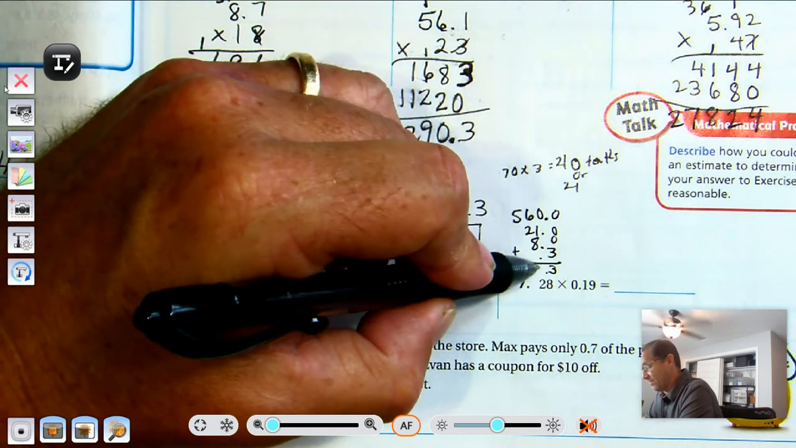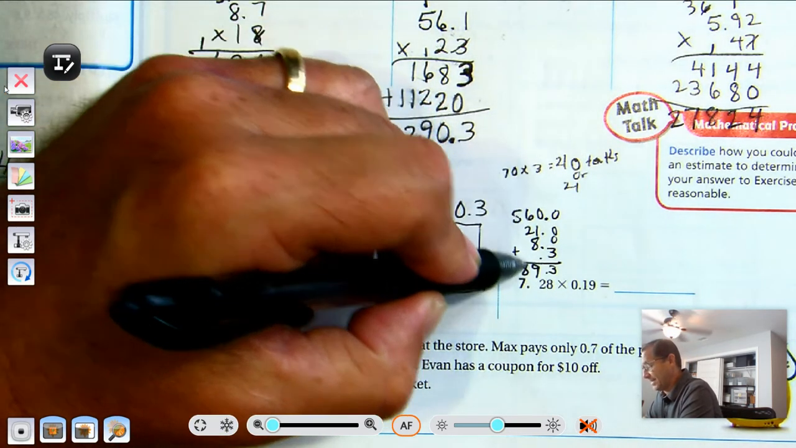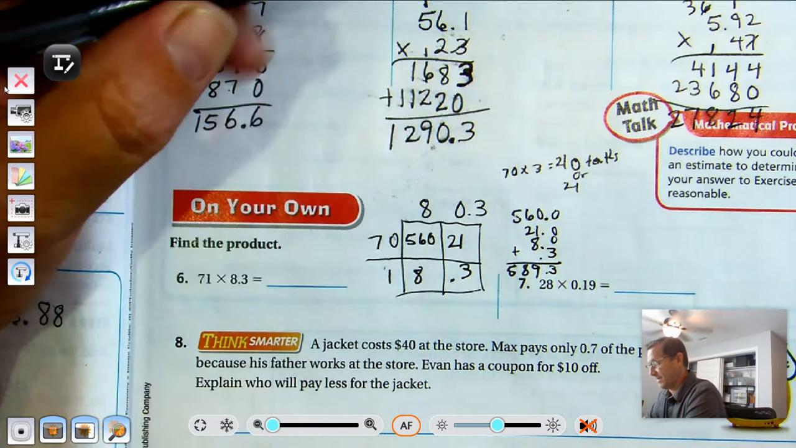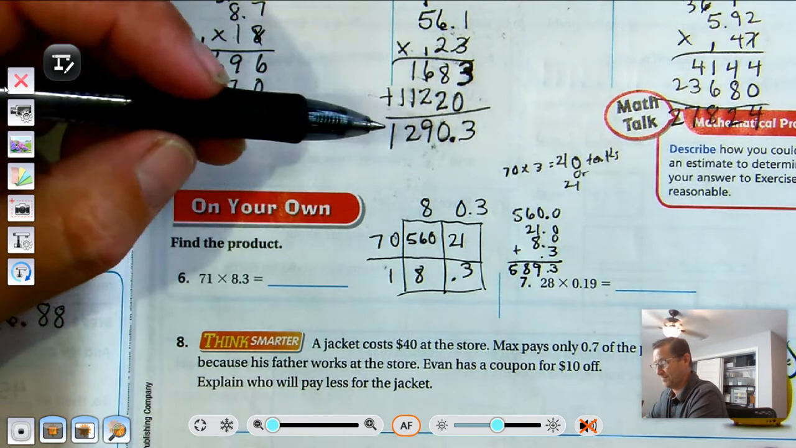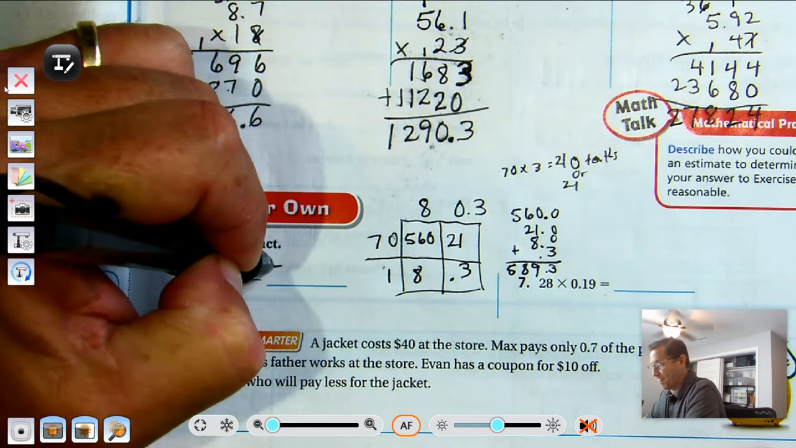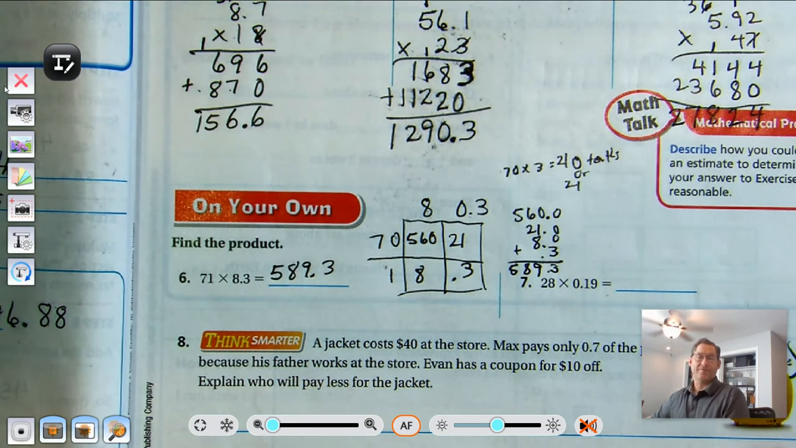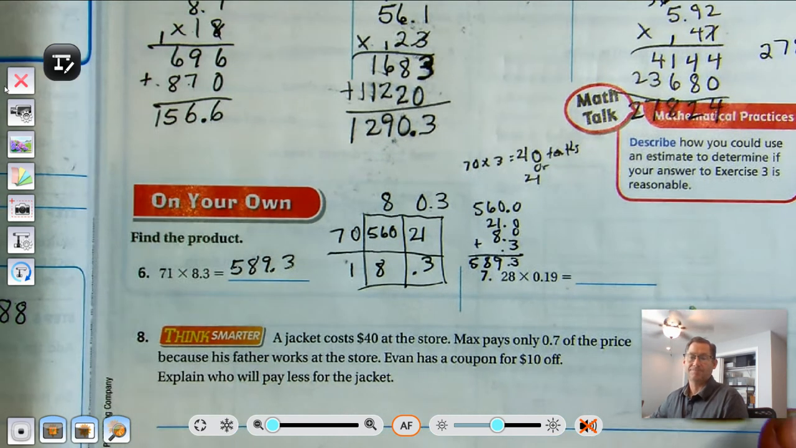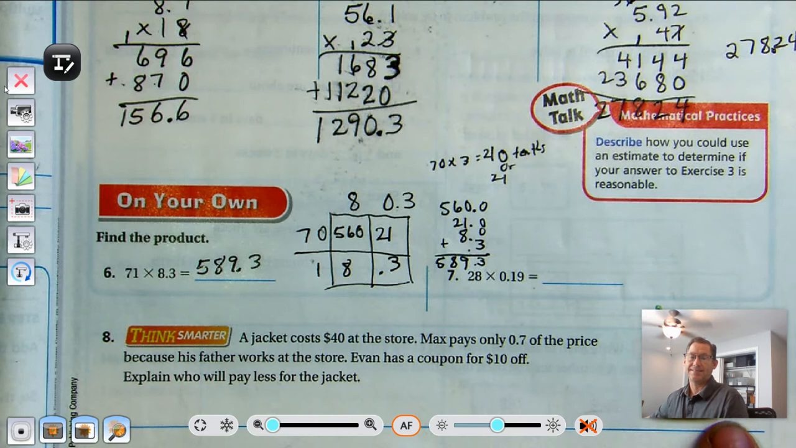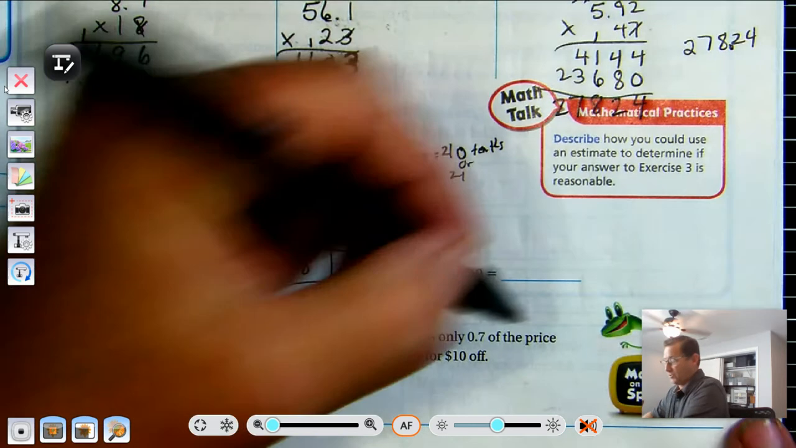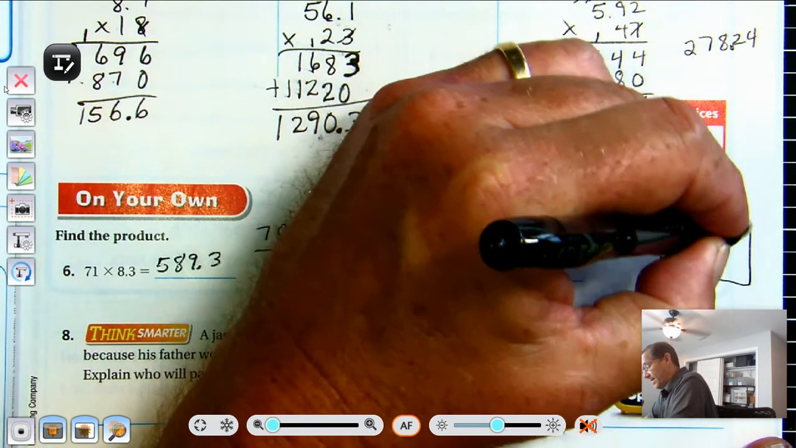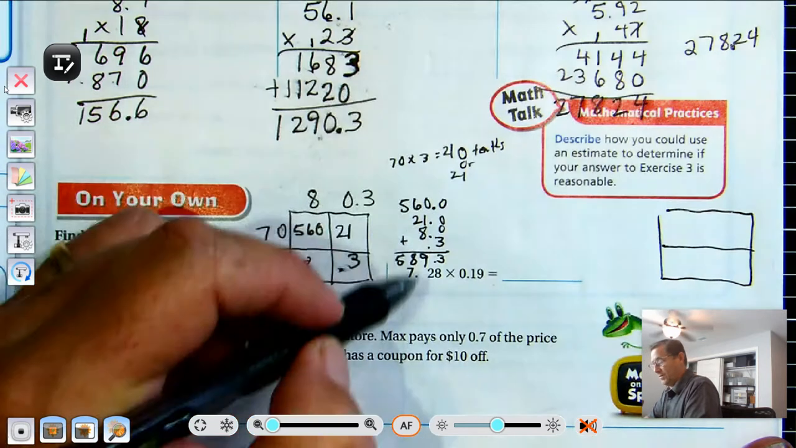8 and 1 is 9 ones. 6 and 2 tens is 8. And 5 times nothing is 500. So 589.3. Number 7, 28 times 19 hundredths. We could also use expanded form in this one.